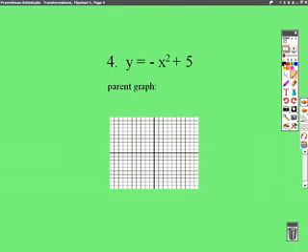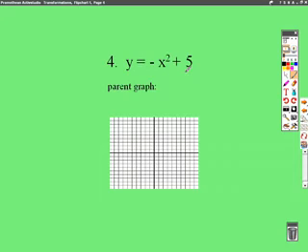Okay, now the most complicated one that we have with this particular lesson. A couple of things are taking place. First thing that we need to identify is what is the parent graph. So here's our function y equals the negative x squared plus 5. What does the parent graph look like?